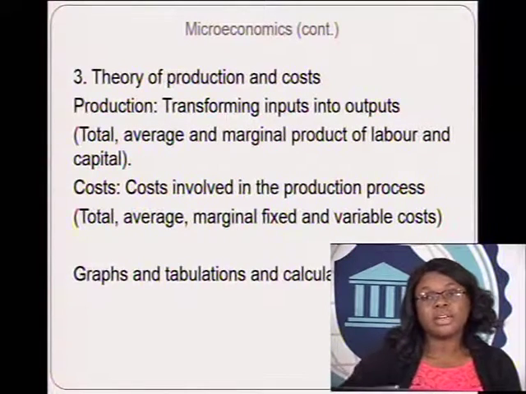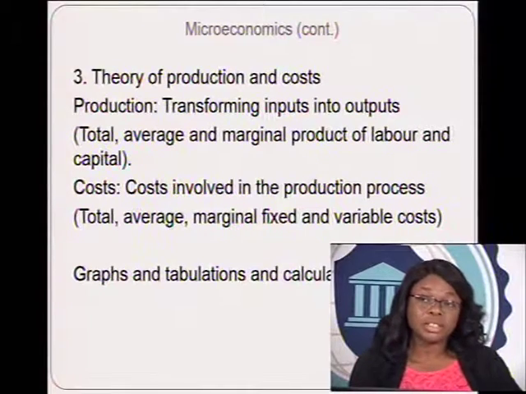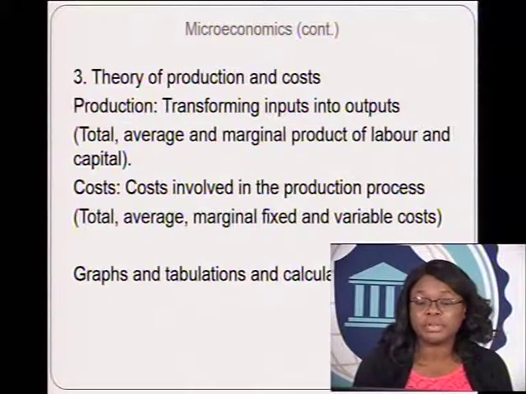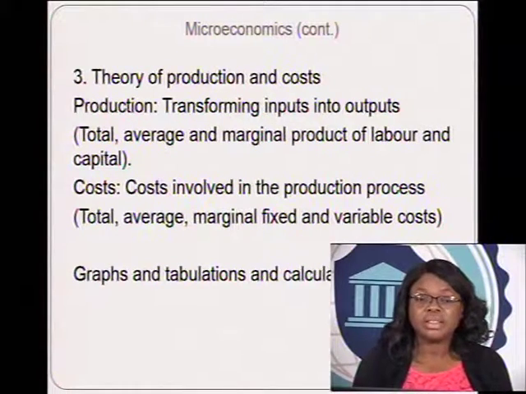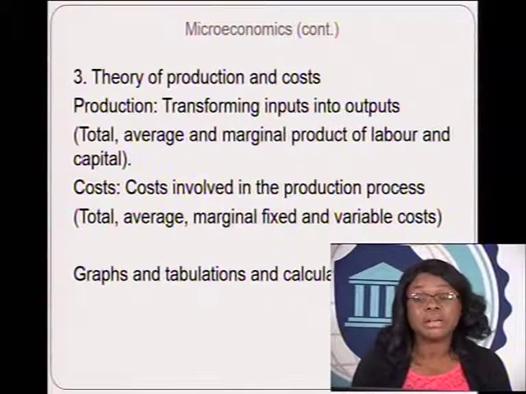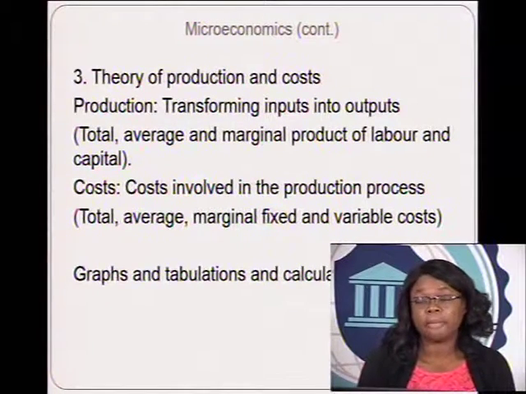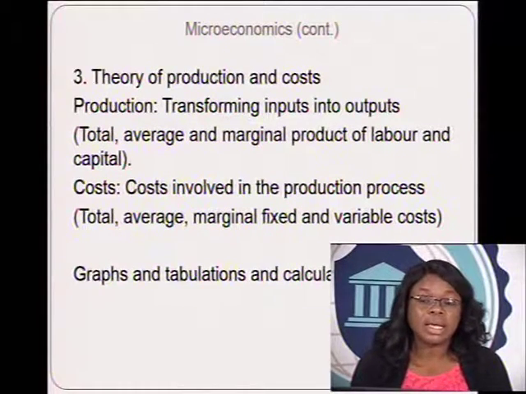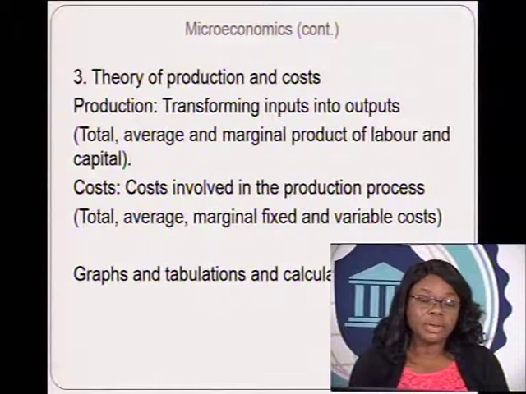Now we go to the third concept, the theory of production and costs. Still on the microeconomic aspect of the course outline. What is the theory of production? Production basically talks about transforming inputs into outputs. That is production. A firm takes inputs and transforms them into outputs. And production, we're going to talk about that.